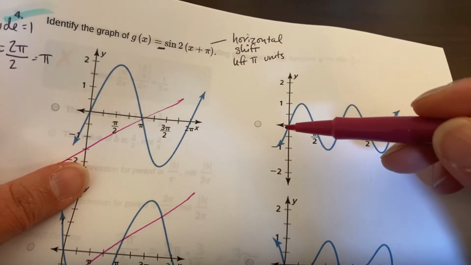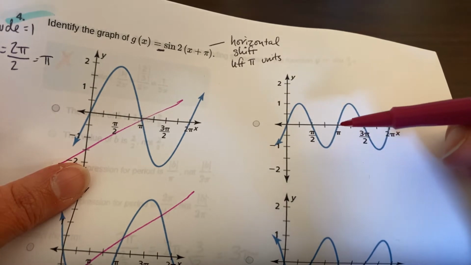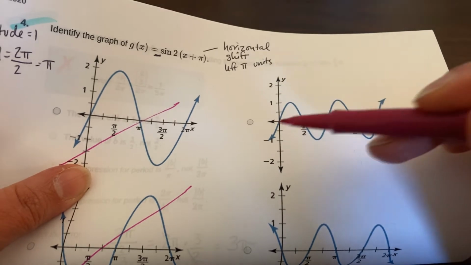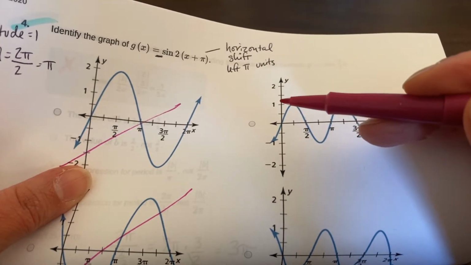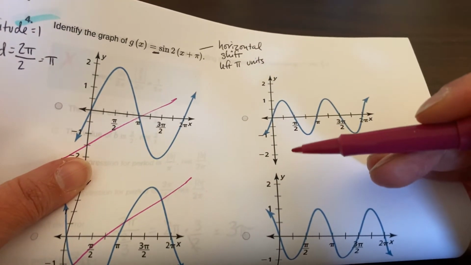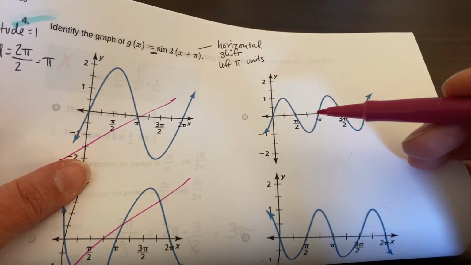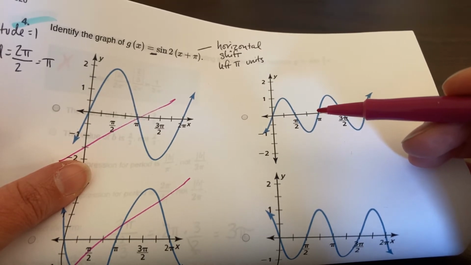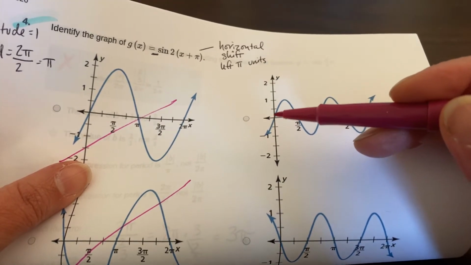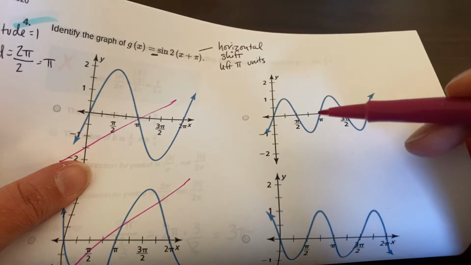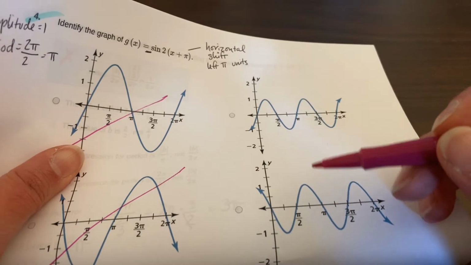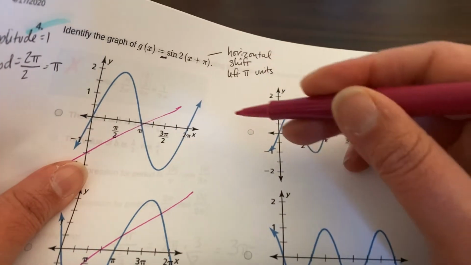Is the period pi units? Yes, there's a complete cycle between 0 and pi. Is the amplitude 1? Yes. Now, if I were to shift this whole thing pi units to the left, that means I would take this point here and move it to the left, and it would actually land on itself because the period is pi. And so I think this is our answer right here. Bing.